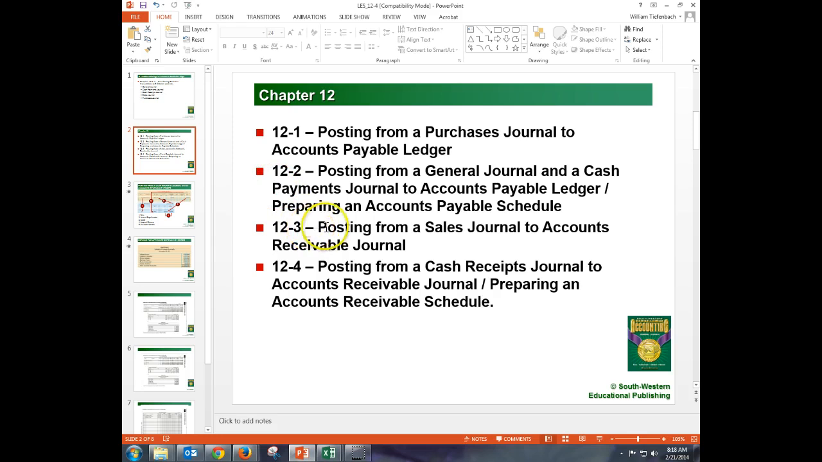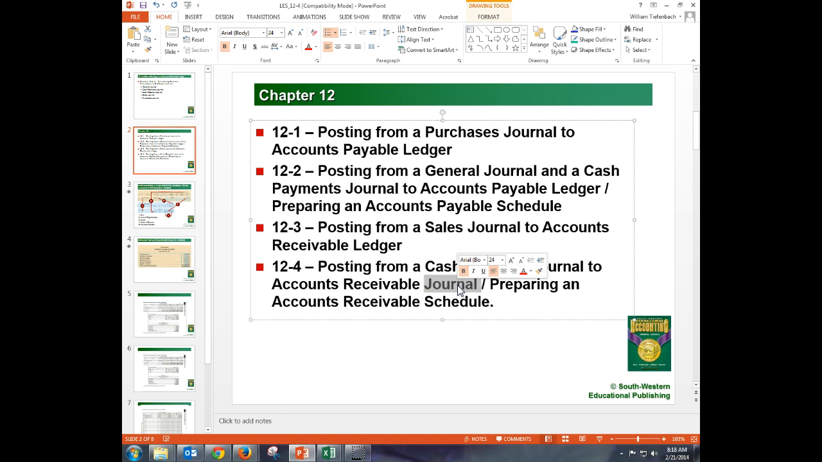12.3, last chapter, was posting from a sales journal to accounts receivable. Now these two right here are only accounts receivable. These are accounts payable, these are accounts receivable, which means that our customers owe us money. The sales journal would be sales on account to customers, and we're going to post that to the accounts receivable ledgers.